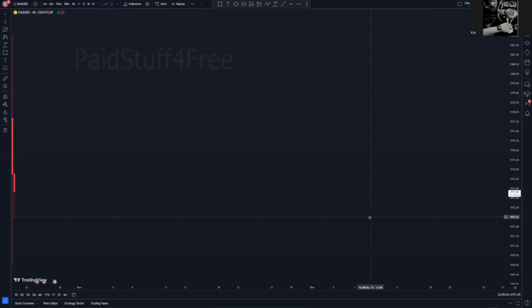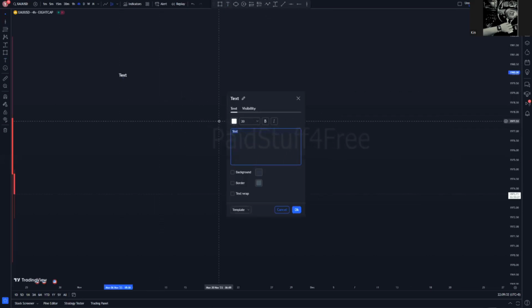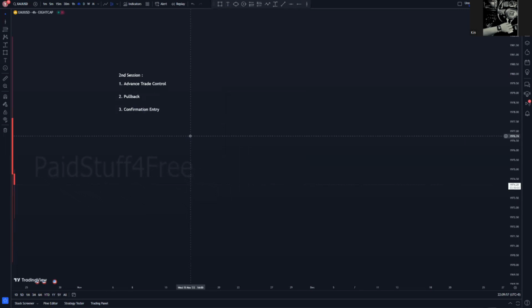Right? So for this session, we're going to learn about 3 topics. In our second session, number 1 is going to be the advanced trade control. The second one, we're going to learn about the pullback. And the third one, we're going to learn about the confirmation entry. All right. Number 1, number 2, number 3.